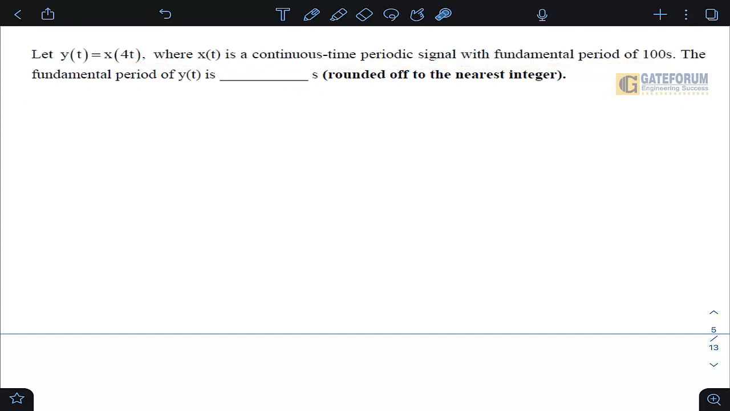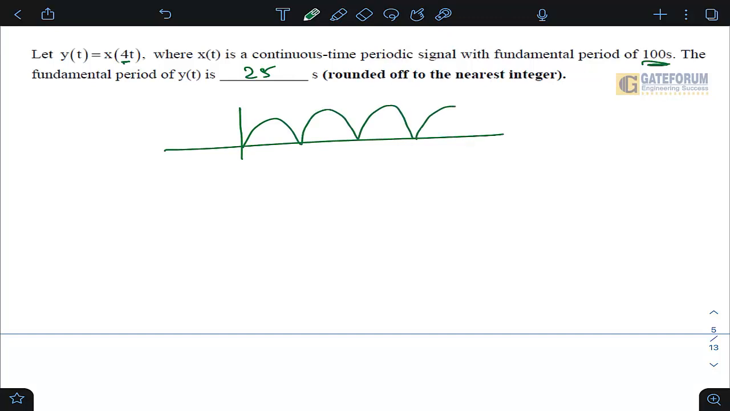Okay. So we can directly say, students, the answer here will be 100 divided by the scaling factor 4, which is 25 seconds. How does this happen? Now imagine you have a periodic waveform like this. So this is 0, this is 100, this is 200, this is 300, this is minus 100, and so on and so forth. Because a periodic signal exists from minus infinity to plus infinity. So this is the waveform x(t).